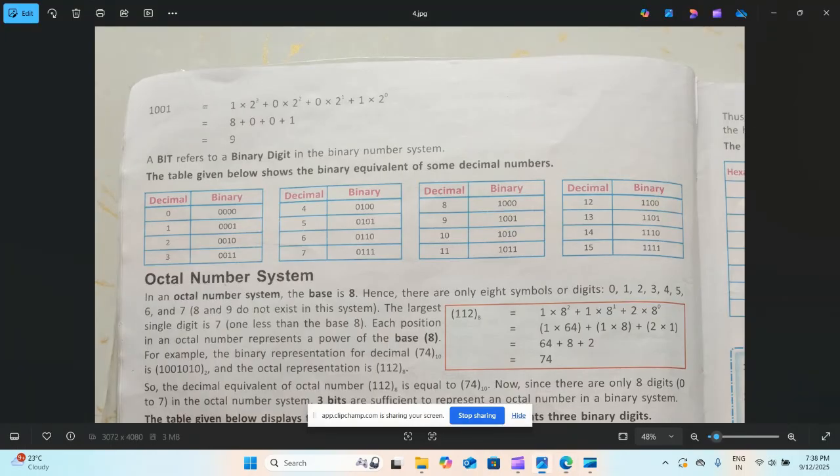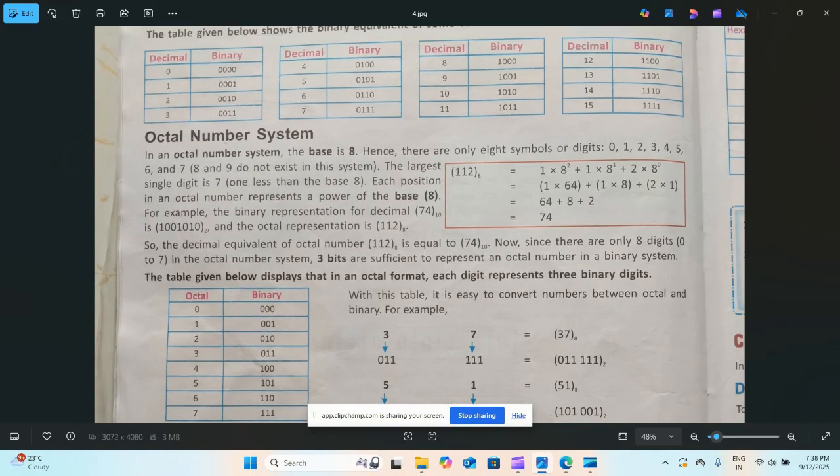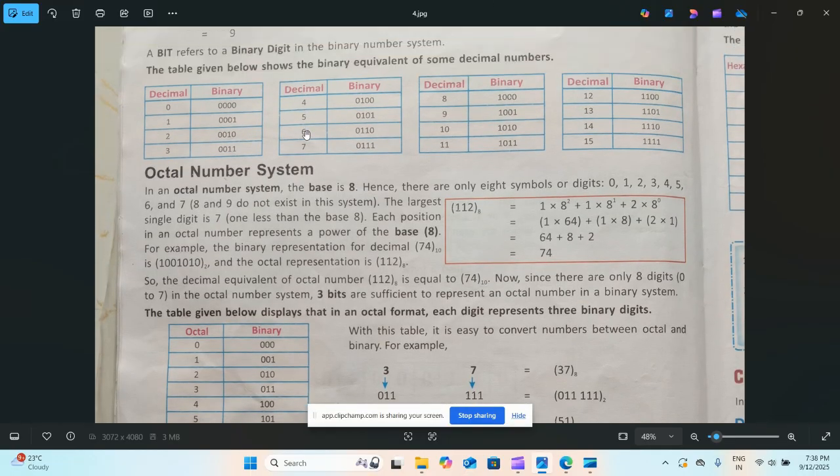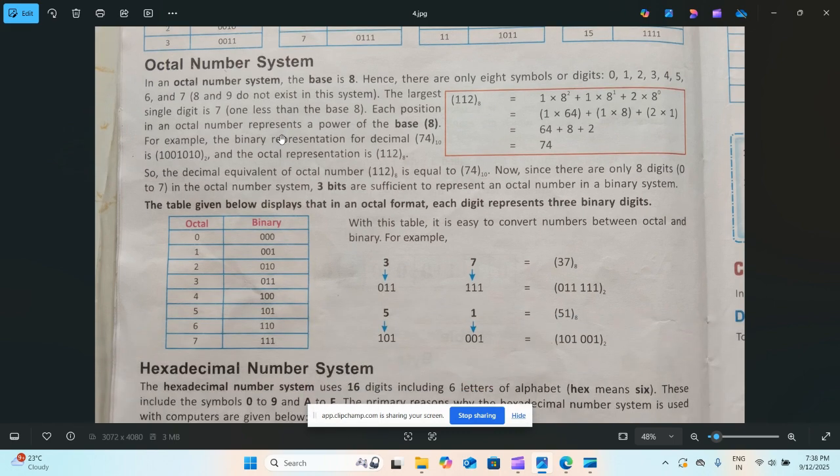So just do some practice for other binary numbers. You will get confidence as well and you'll come to know how 4 is represented, how 6 is represented. So this is the equivalent binary number for 6. Now the octal number system. In an octal number system, the base is 8. Hence, there are only 8 symbols. As you know, whatever the base is, that many symbols. What are the 8 symbols? 0, 1, 2, 3, 4, 5, 6, 7. Only up to 7 will come in this.